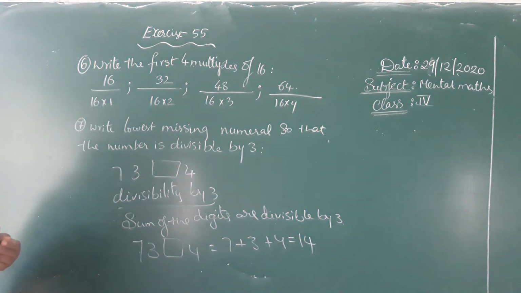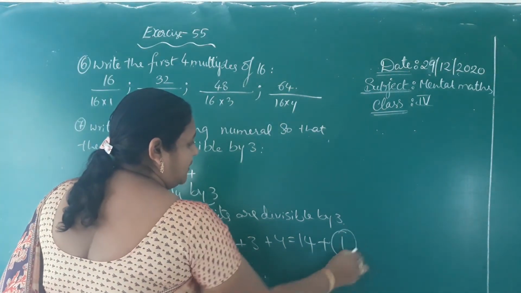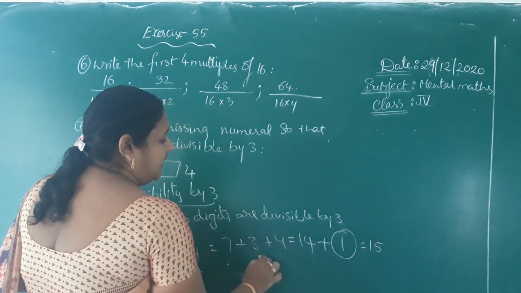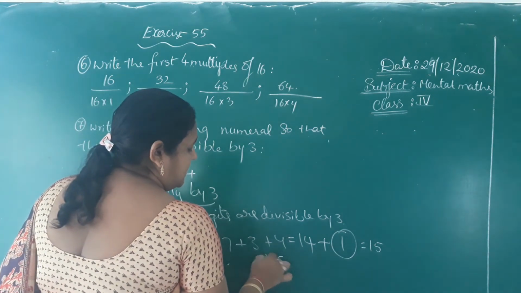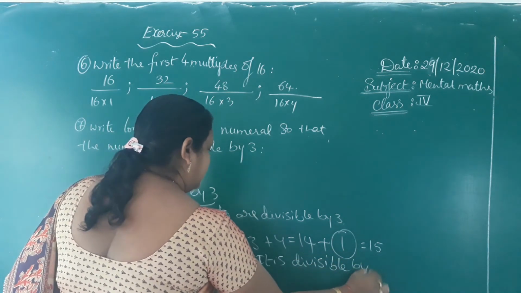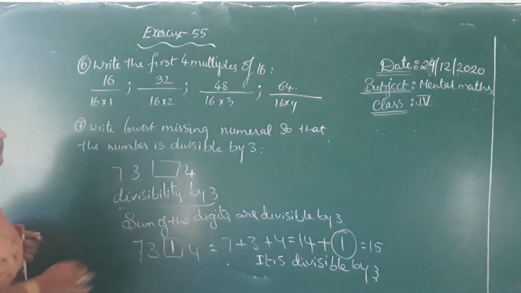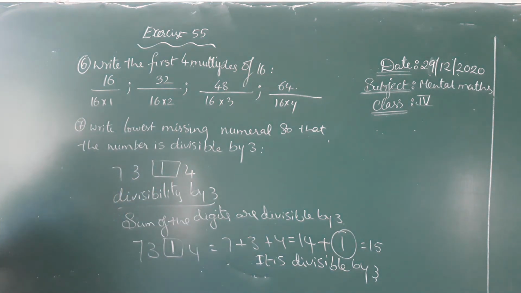Which number is in the 3 table? Which is nearer to 14? 3 fives are 15, which is nearer in the 3 table. So you have to add this one. If you add it, the number becomes 15, then it is divisible by 3. So you have to place 1 here, to satisfy that rule so that the number is divisible by 3.